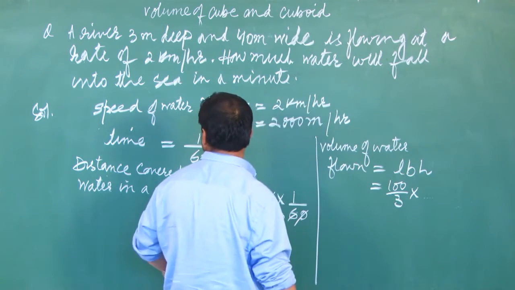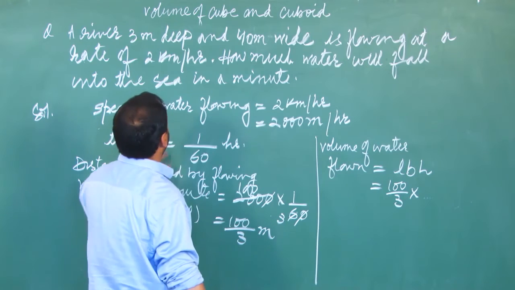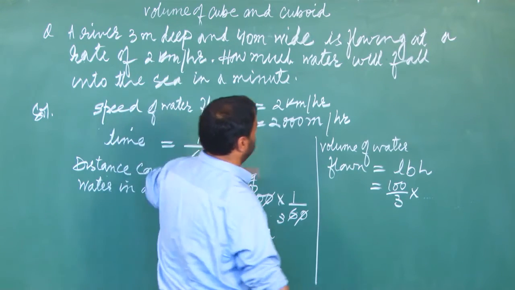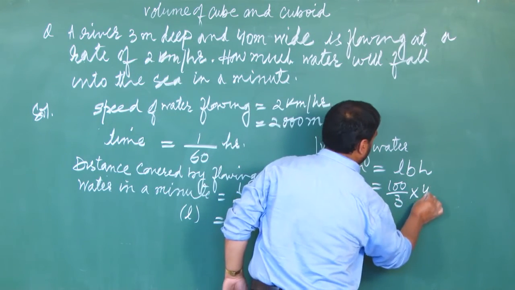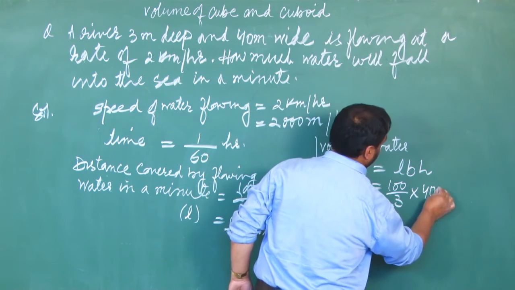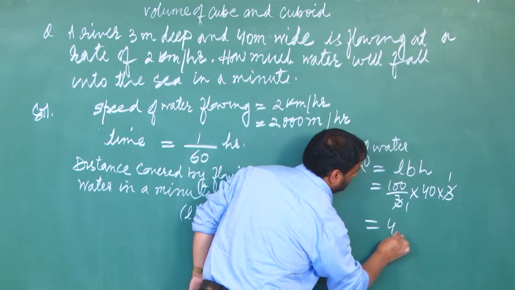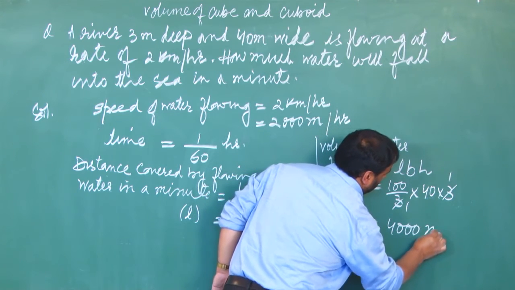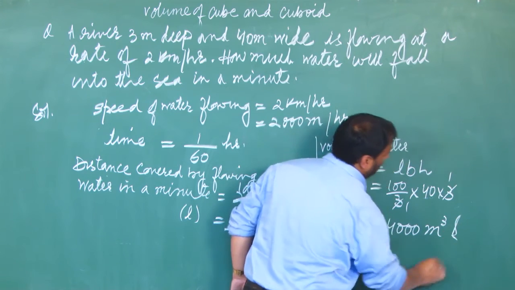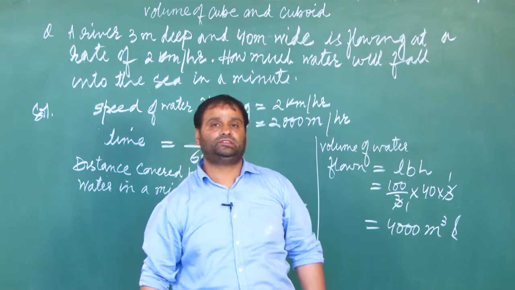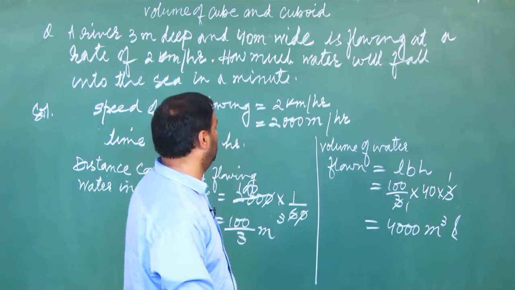Breadth as 40 meters and height as 3 meters. It is 4000 meter cube. So, how much water will flow into the sea by that river for a minute?